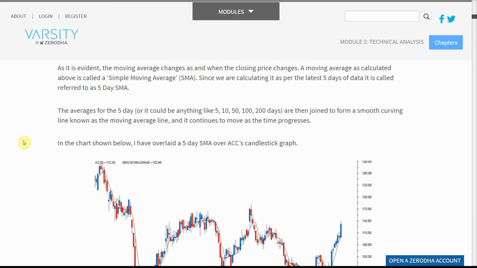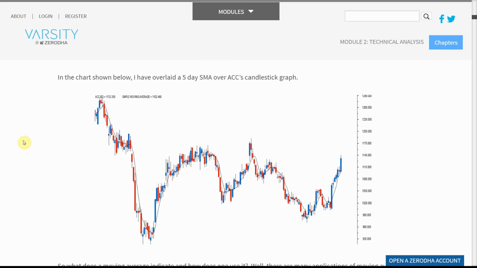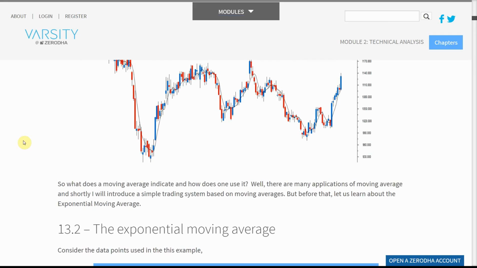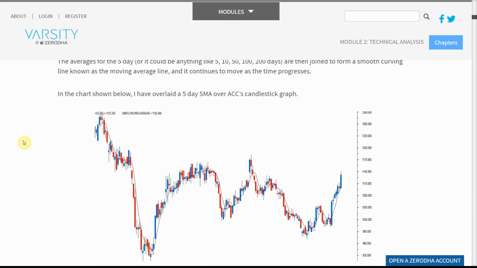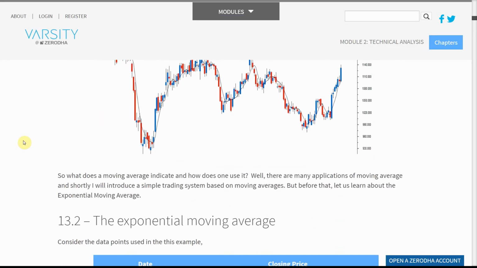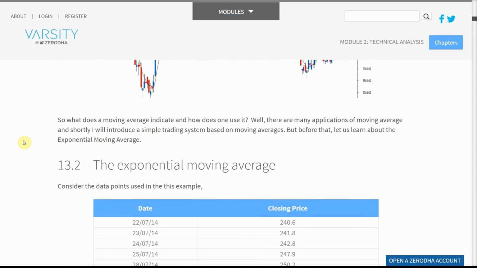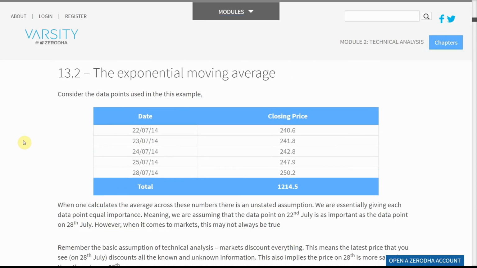In the chart shown below, I have overlaid a 5-day SMA over ACC's candlestick graph. So what does a moving average indicate and how does one use it? Well, there are many applications of moving average, and shortly I will introduce a simple trading system based on moving averages. But before that, let us learn about the exponential moving average. 13.2 The exponential moving average.